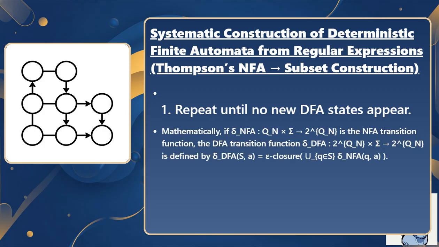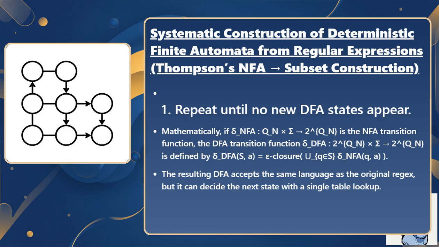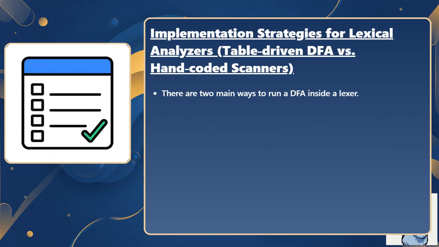Mathematically, if delta_NFA: Q_N × Σ → 2^(Q_N) is the NFA transition function, the DFA transition function delta_DFA: 2^(Q_N) × Σ → 2^(Q_N) is defined by delta_DFA(S, a) = epsilon closure of the union over q in S of delta_NFA(q, a). The resulting DFA accepts the same language as the original regex, but it can decide the next state with a single table lookup. There are two main ways to run a DFA inside a lexer.